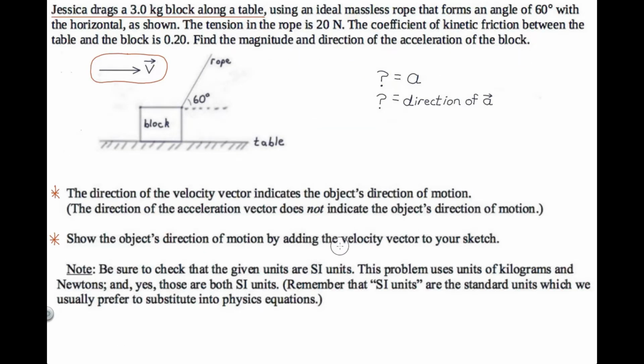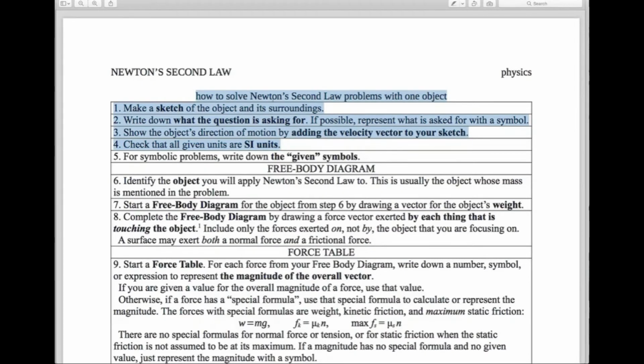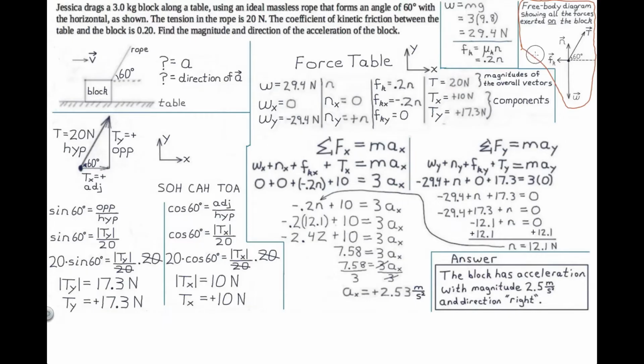Draw the block's velocity vector. The direction of the velocity vector indicates the object's direction of motion. The orientation of the rope in this sketch implies that Jessica is dragging the block to the right. So we draw the velocity vector pointing to the right. Here's a summary of the steps that we've completed so far. This step isn't relevant for this problem because this problem is numeric, not symbolic. Now, we're ready to work on the free body diagram.